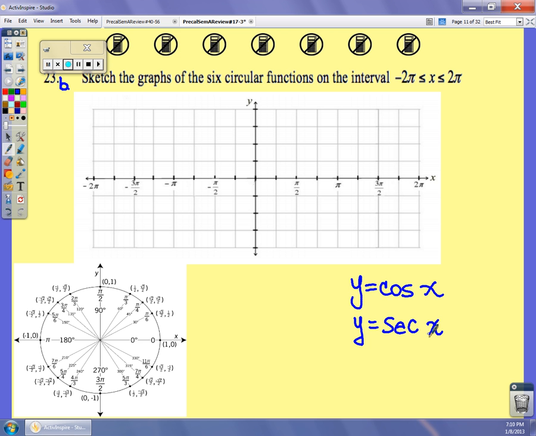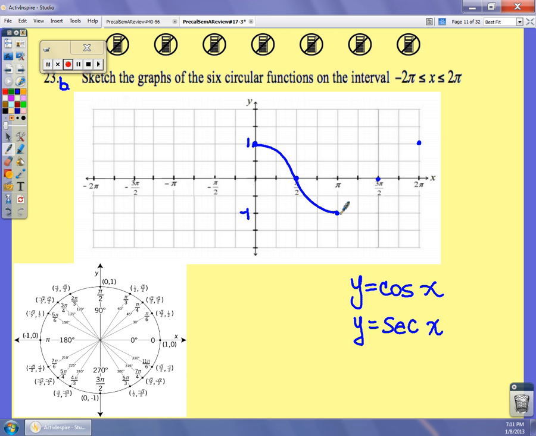Again, referring to the unit circle and just using these critical values, we know that the period of cosine is 2 pi. Let's start with cosine of 0, which we know is equal to 1. Cosine of pi over 2 is 0. Cosine of pi is negative 1. Cosine of 3 pi over 2 is again 0, and cosine of 2 pi is again 1.